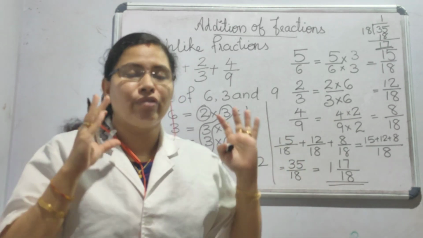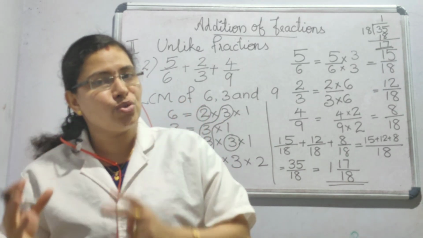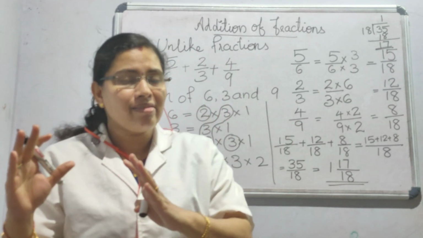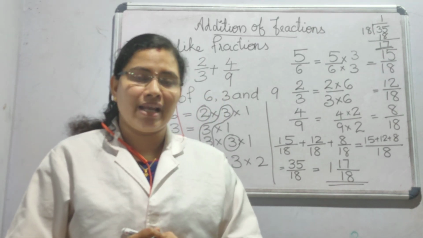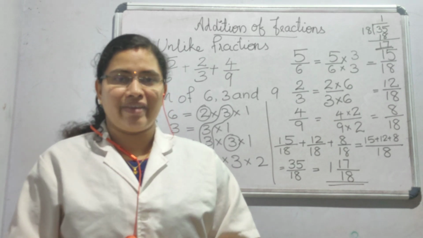First you have to find out the LCM if it is unlike fractions, then convert them into equivalent fractions. So you'll be getting like fractions, then add the numerators and write the denominator as it is, and if it is an improper fraction, we can convert it into a mixed fraction.